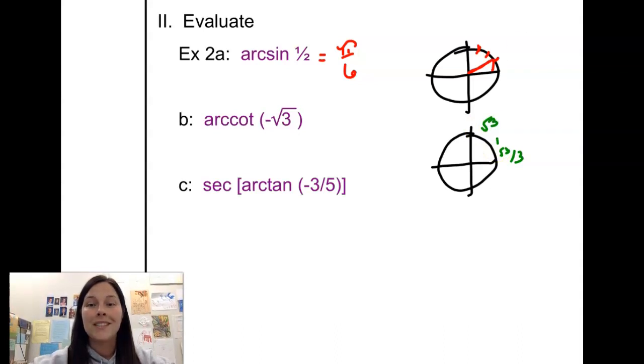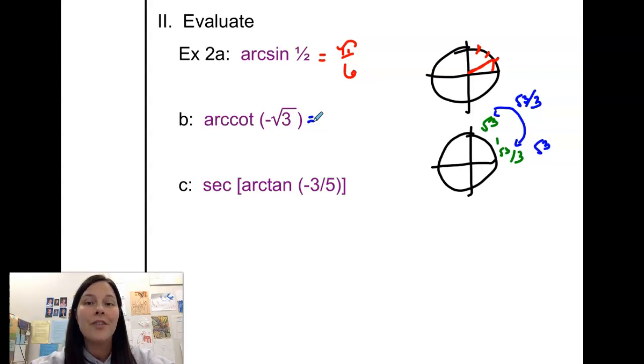What's nice is that the cotangent function flips those. Well, the reciprocal of 1 is still 1, and these two are reciprocals of each other. So for our cotangent function, we would have root 3 at pi over 6 and root 3 over 3 at pi over 3. So the arc cotangent of negative root 3, our cotangent is negative, a half moon.